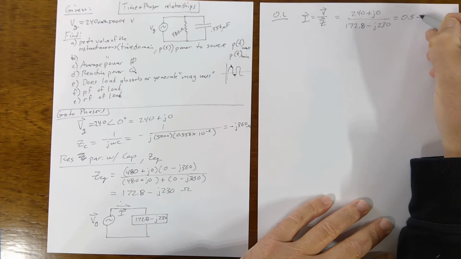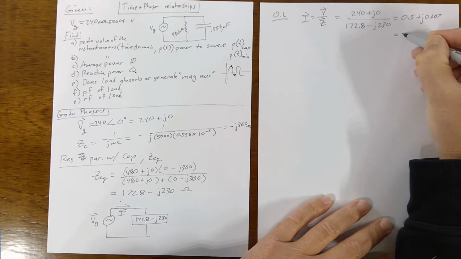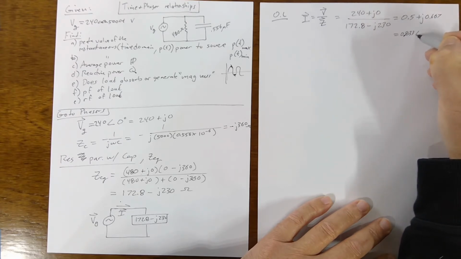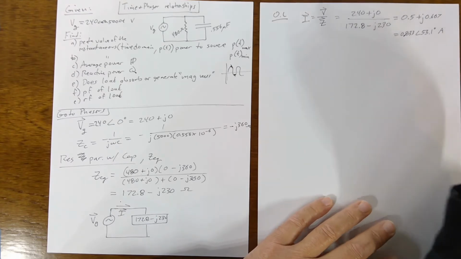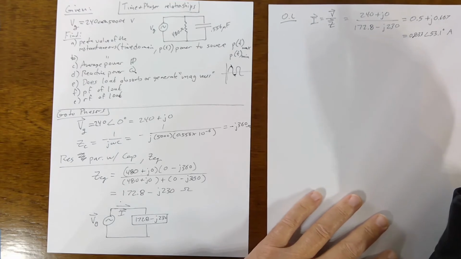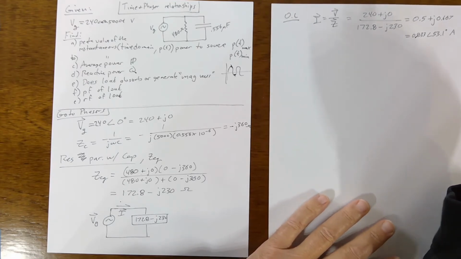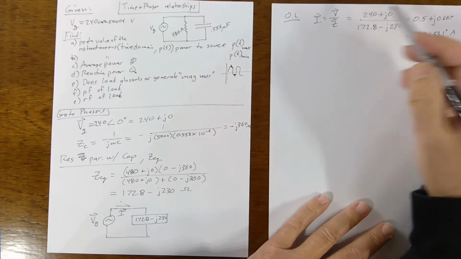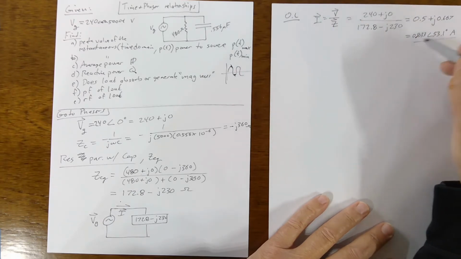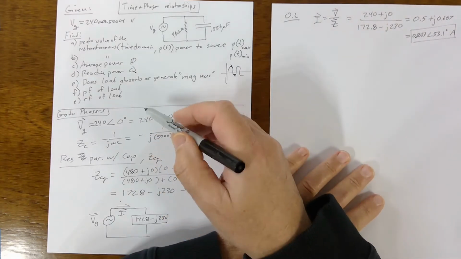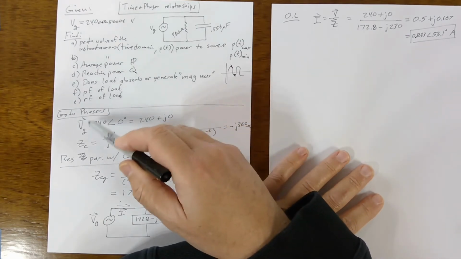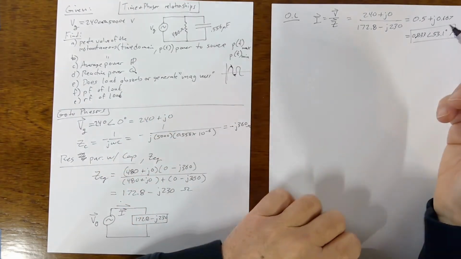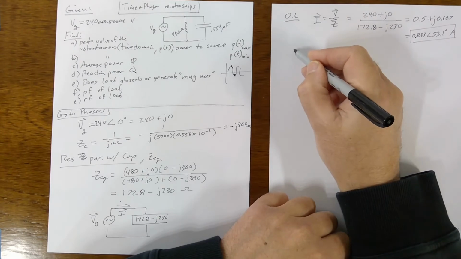This ends up being 0.5 plus J0.667, which in polar form is 0.833, an angle of 53.1 degrees. That's I. So we have I phasor, we have V phasor, and we happen to have this thing.